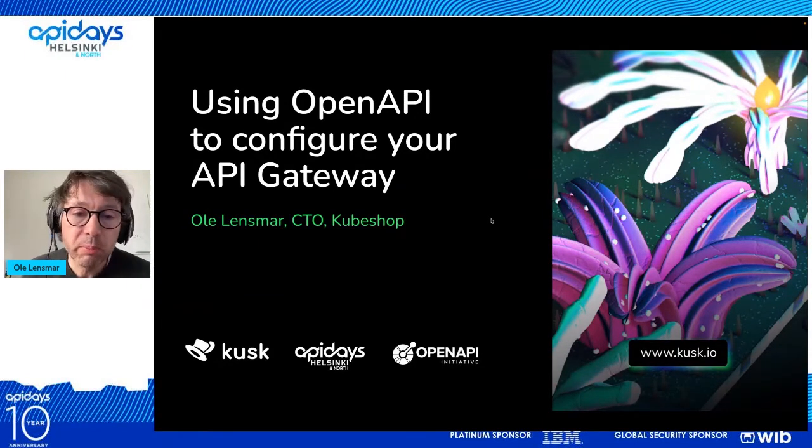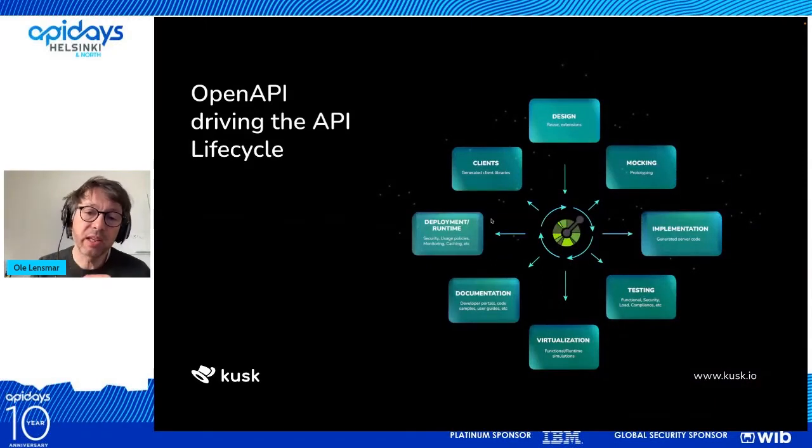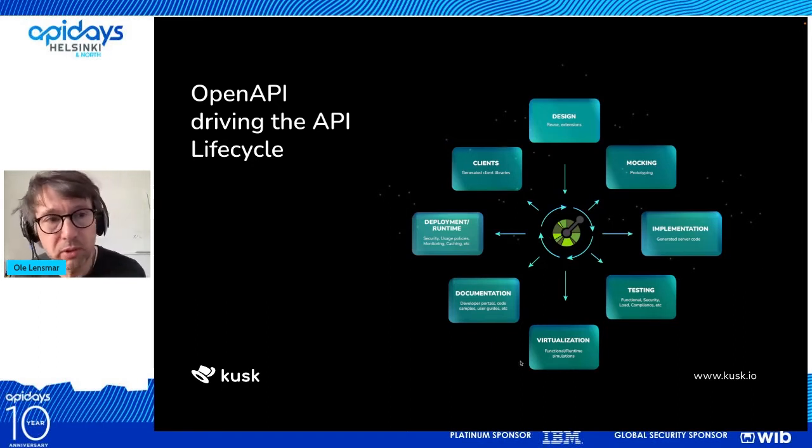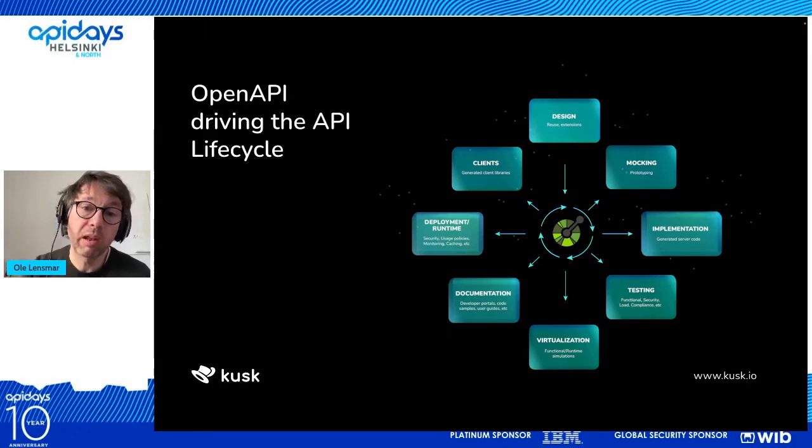Jumping straight in, just to give a little background for the presentation, we see a lot of organizations and teams today adopting an approach where they're using OpenAPI or Swagger, as you might know it, to drive their API lifecycle. Basically meaning that you design your OpenAPI definition using some tooling, and then you use that OpenAPI definition to generate mocks or generate server stubs and write tests and virtualize and create documentation and do a bunch of things. And that OpenAPI definition becomes the source of truth for the lifecycle of your API.